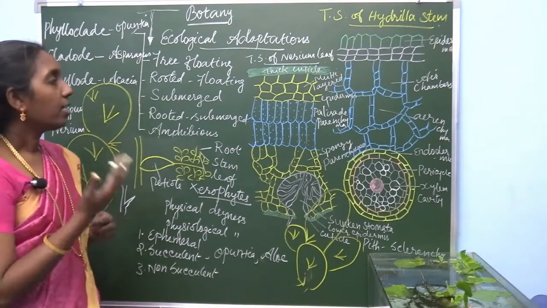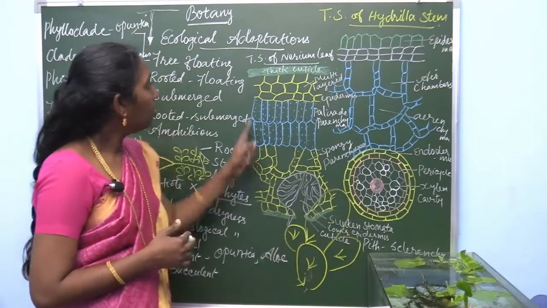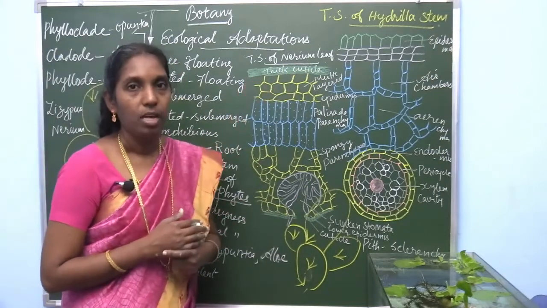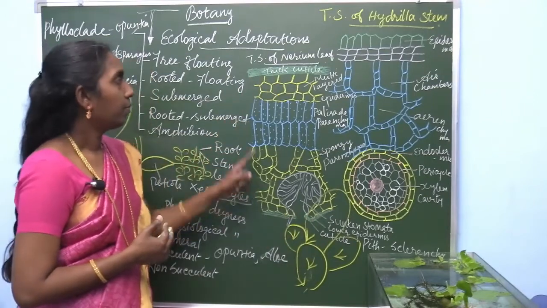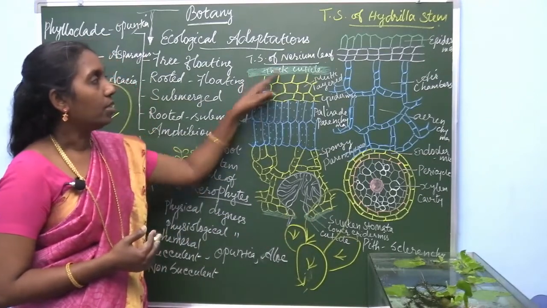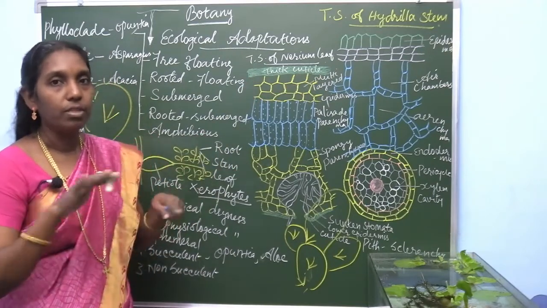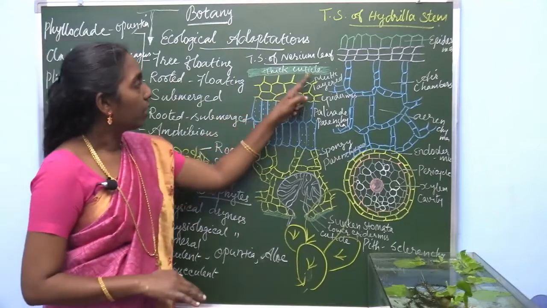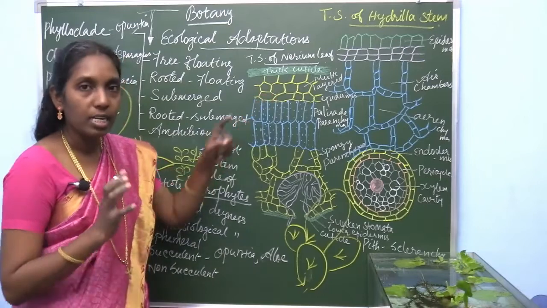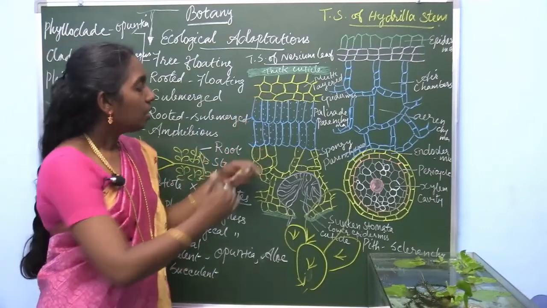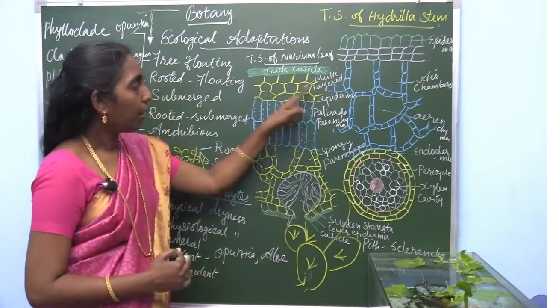Then what are the anatomical differences? Look at this diagram. This is an example of a Nerium leaf. Anatomically, what are the adaptations observed in xerophytes? There is a thick cuticle. The first layer is the cuticle, a thick cuticle completely covered with a waxy coat. Then there is a multi-layered epidermis.